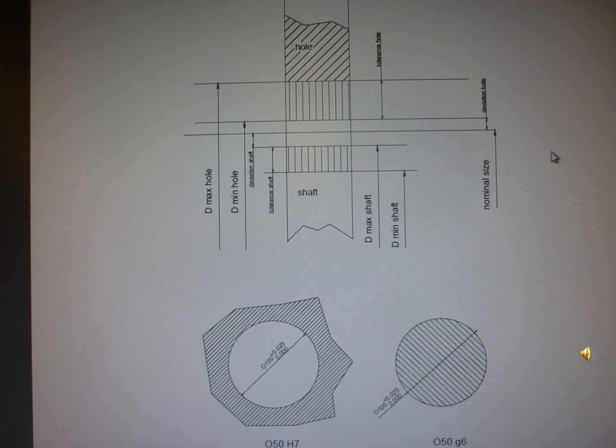So this diagram shows the shaft and the holes, their dimensions and diameter. You can see it in this diagram.